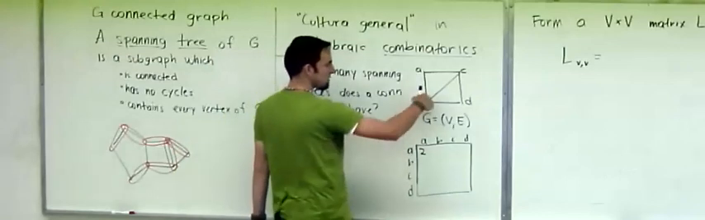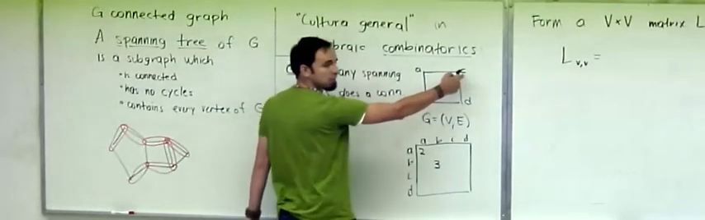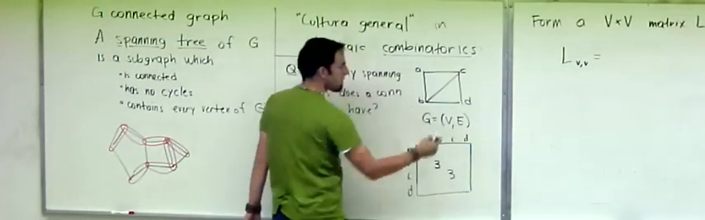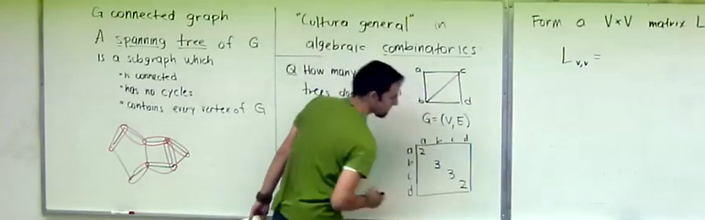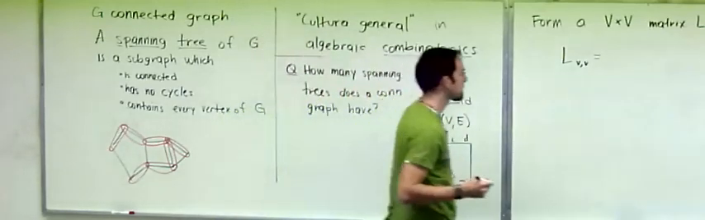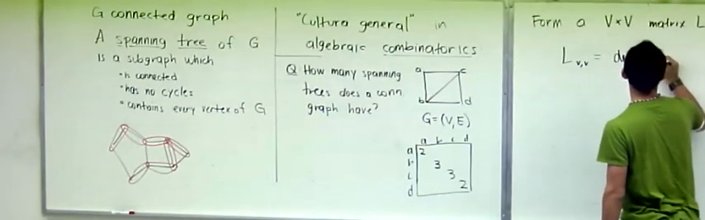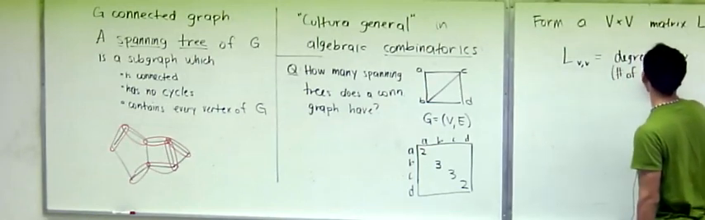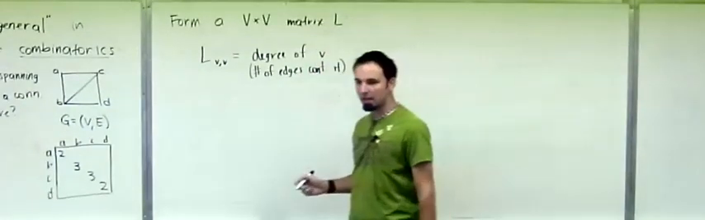So that's the A entry. The BB entry, there's 3 edges here, so I put a 3 here. The CC entry, there's 3 edges coming out of vertex C, so I put a 3 here. And for the DD entry, there's 2 edges coming out, and so I put 2. So this is the degree of my vertex B, number of edges containing it. Okay. So that's what I put in the main diagonal.